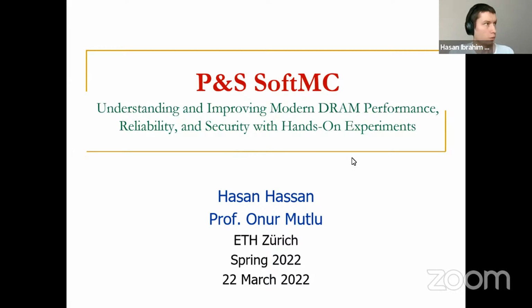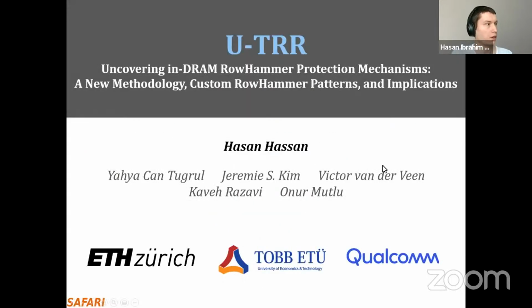Okay, so today we will first look at a paper that was published several months ago at Micro 2021. And we will cover one more paper that is quite relevant to this topic, and it was published the year before. Okay, so let's start with this first one, right? So the title of this paper is Uncovering in-DRAM RowHammer Protection Mechanisms, a New Methodology, Custom RowHammer Patterns and Implications.